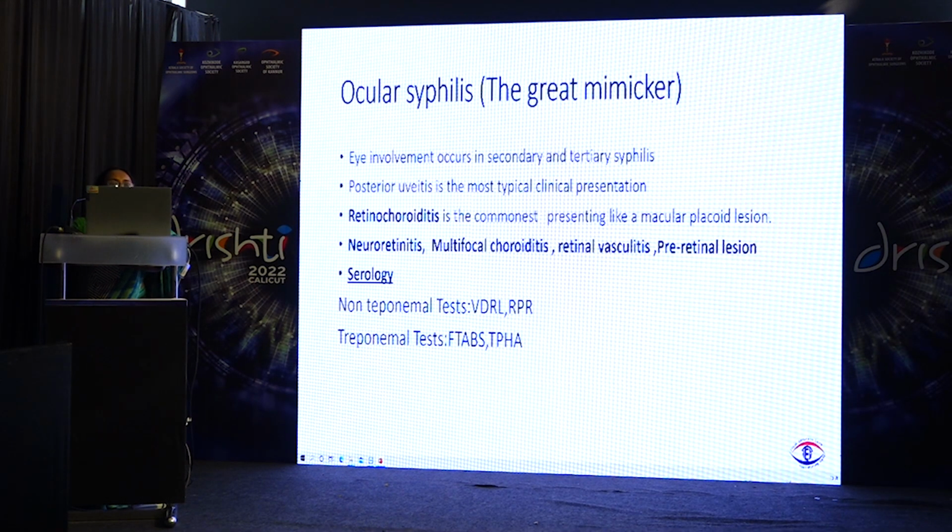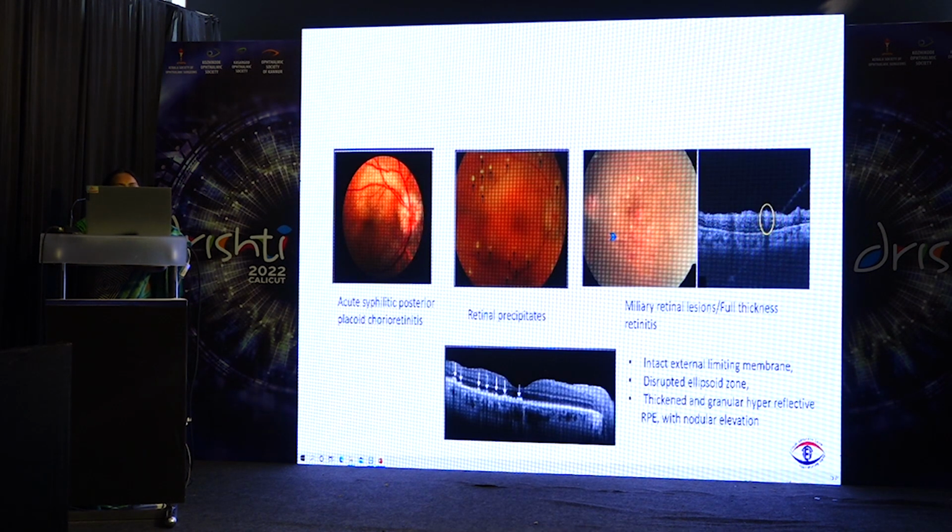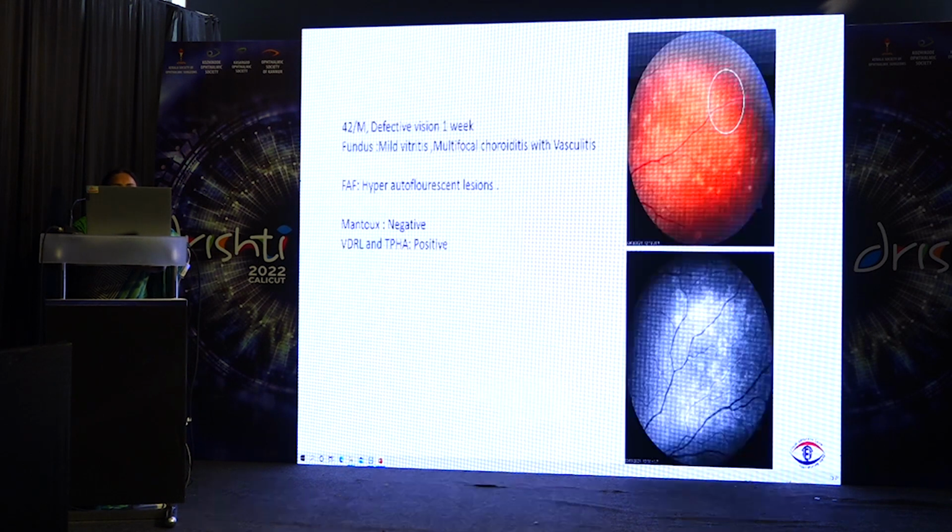Ocular syphilis, the great mimicker. Eye involvement occurs in secondary and tertiary syphilis. Posterior uveitis is the most typical presentation. Retinochoroiditis is the commonest presentation, like a macular placoid lesion. Serological evaluation is important in ocular syphilis. Screening tests are VDRL and RPR, and the diagnostic test is either FTA-ABS or TPHA. The various presentations are acute syphilitic posterior placoid chorioretinitis, retinal precipitates, and miliary retinal lesions.